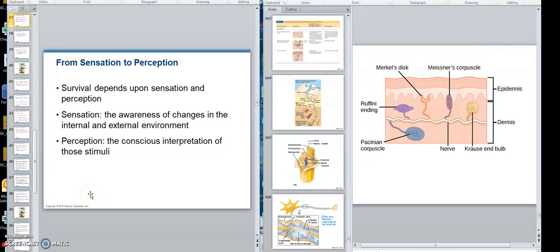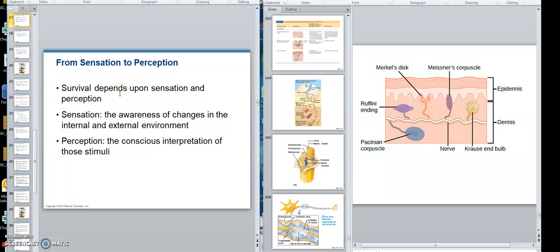Okay, class, we're moving from sensation to perception. The sensation comes in, like pain. How do you perceive it? Survival depends on sensation and perception. That's the whole base of homeostasis: maintain a constant internal environment in the face of a changing external environment.